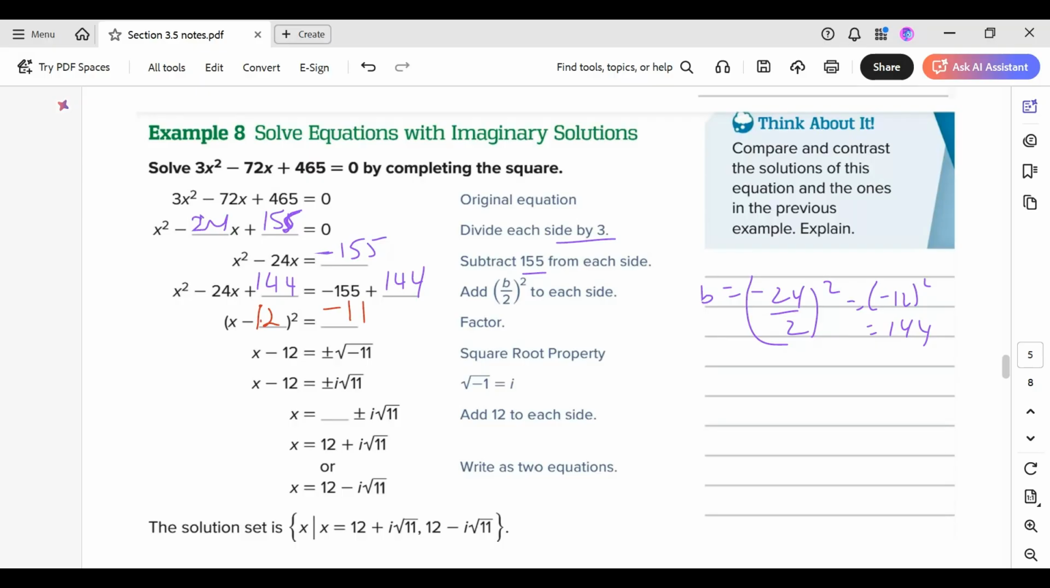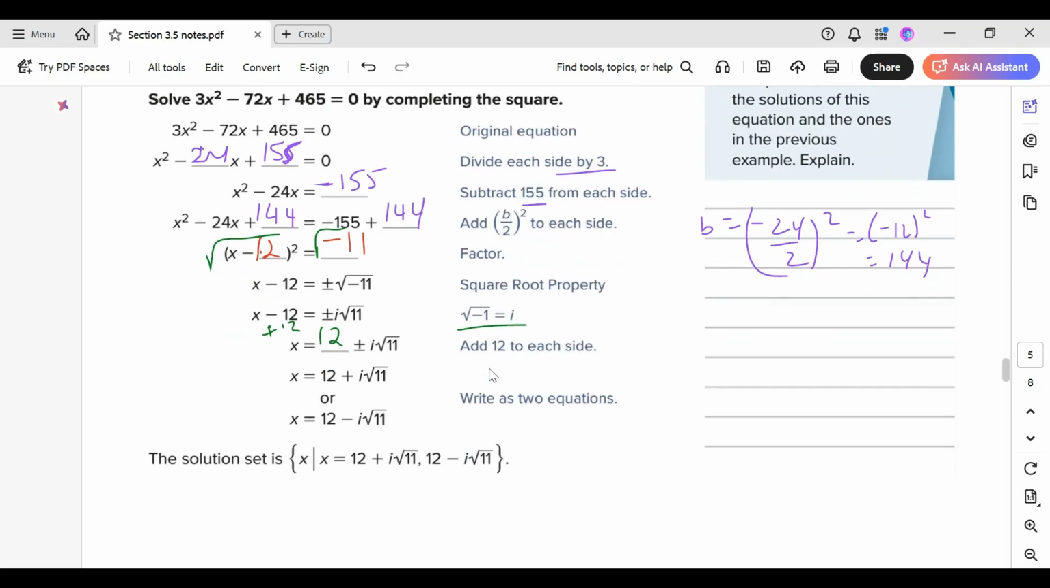We're then going to take the square root of both sides. So we get x minus 12 equaling plus and minus the square root of negative 11. So again, square root of negative 1 is i. That's where we end up with x minus 12 equaling plus and minus i square root of 11. We add 12 over. So I get 12 plus and minus i square root of 11. So our two solutions would be 12 plus i square root of 11 or 12 minus i square root of 11.